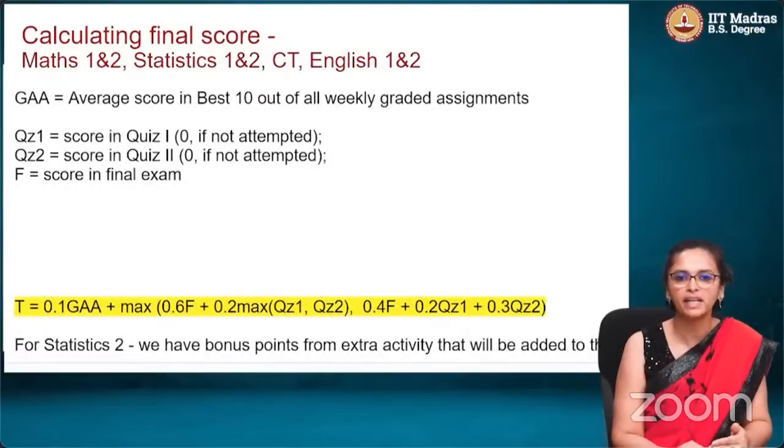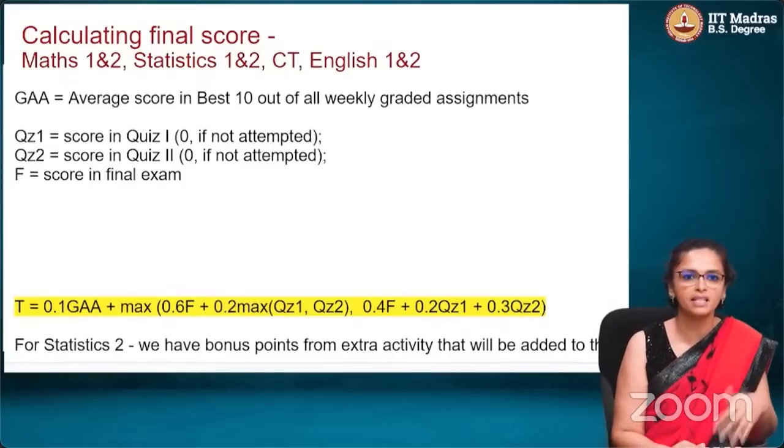So, calculating the final score, how do we do it? There is a generic formula that we use for 7 out of the 8 foundation courses. So, supposing we have GAA, which is defined as the average score in the best 10 out of all weekly graded assignments. Okay, so this is one component that is there. QZ1 is the score in quiz 1, QZ2 is the score in quiz 2, and F is the score in the final exam that you will write after the end of 12 weeks.